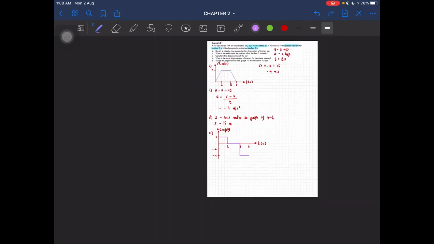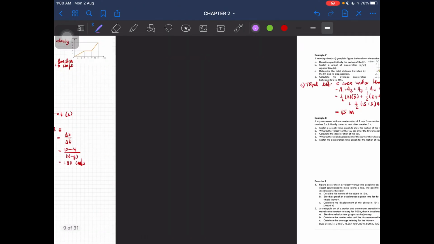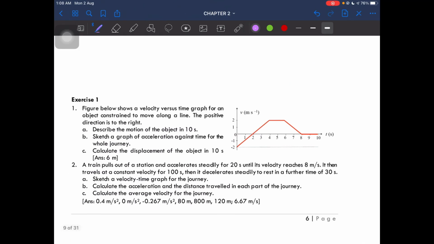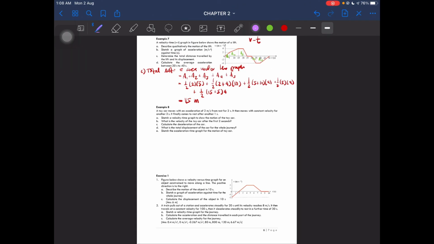All right, so that is example number 8, and this is the final example for chapter 1 subtopic 2.1. For the exercises, I expect you to answer them and obviously do a presentation when I ask you to later. Okay, so that is for subtopic 2.1.